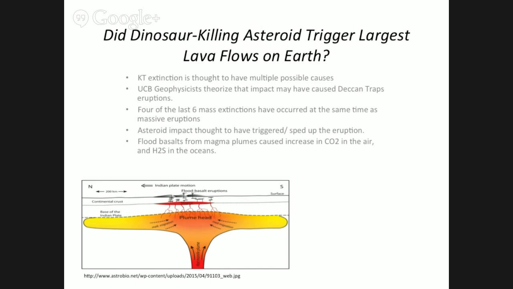So the title of my article is up here, and basically, did the dinosaur killing asteroid that we attribute to the KT extinction actually cause a chain reaction of volcanic eruptions throughout the planet? And so basically, geophysicists from UC Berkeley have found evidence that links a huge chain reaction of volcanic eruptions, like flood basalt eruptions, in particular, to the asteroid impact.